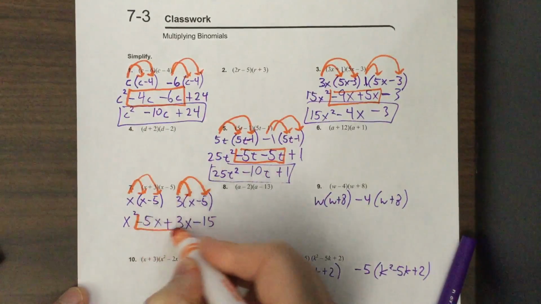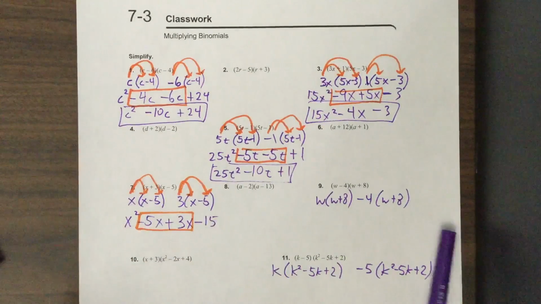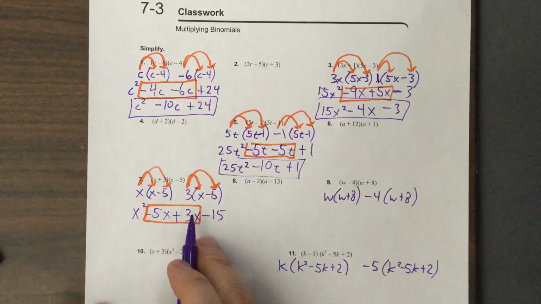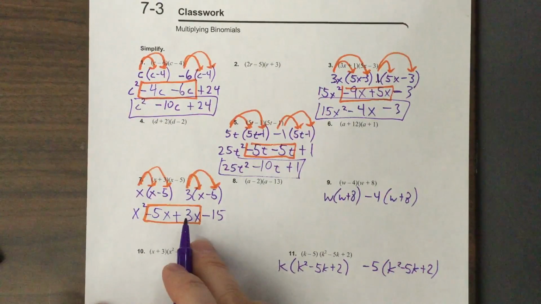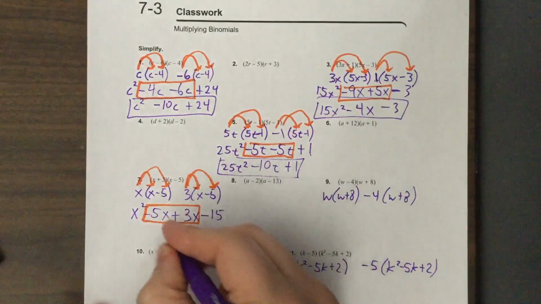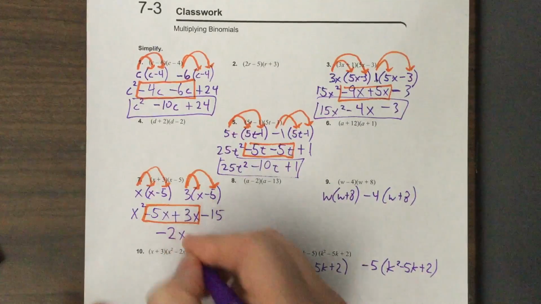Again, we see the middle terms are like terms. Look at your signs closely. We have more negatives than positives. We subtract. 5 minus 3 is 2. But since the 5 was the negative one, it's negative 2x.